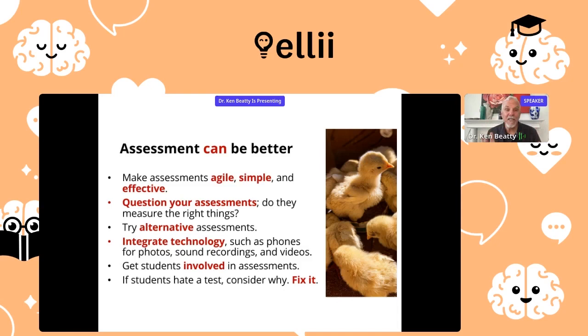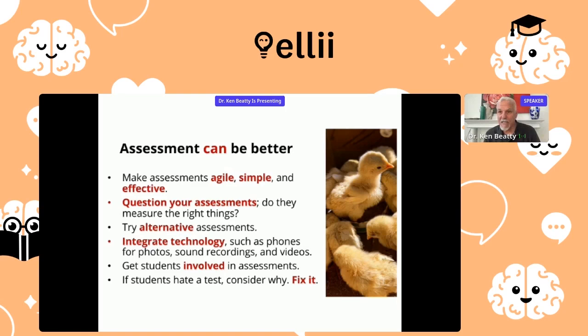Question your assessments. Do they measure the right things? And again, asking the students that question: was the test about what you thought it would be? And everybody says, no, question 18, none of us studied that. Okay, I'll take that off. Yeah, no problem. Okay, I got it. I'll do a better job and I'll look at what I was trying to teach.